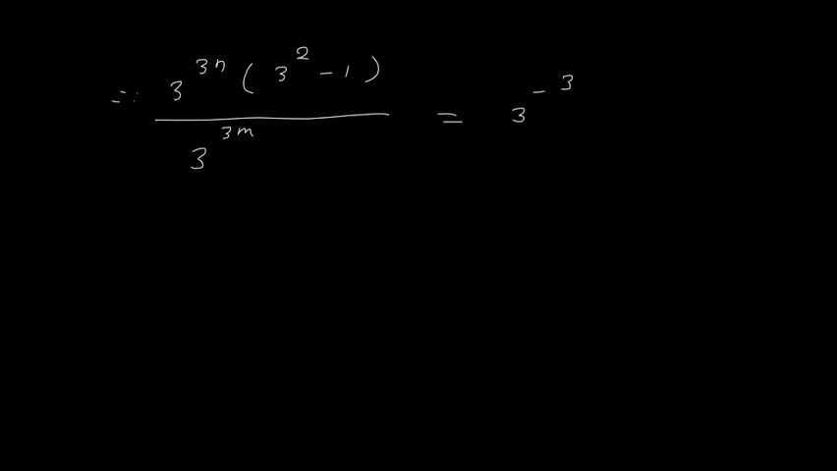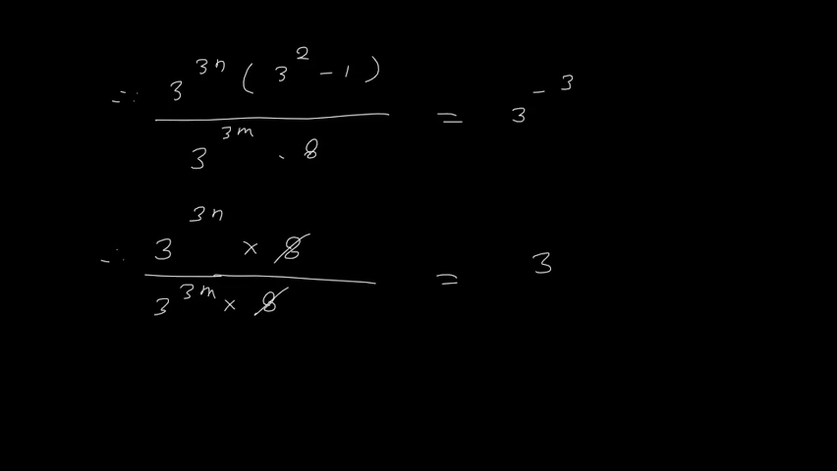So into 8 is also here. Therefore here it is 3 power 3n upon 3 power 3m. Now in the numerator we have 3 power 2 is 9, 9 minus 1 is 8, and here also 8. So this 8 will cancel, and here we have 3 power minus 3.